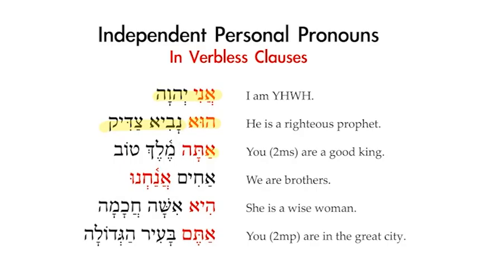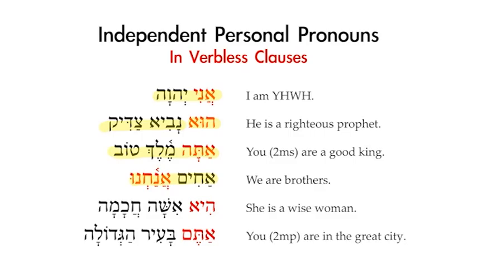In our third example, atah melech tov. You, second masculine singular, are a good king. Our fourth example, you'll observe, achim anachnu. Here the independent personal pronoun is second and the noun is first. Word order in verbless clauses of this type is variable. And so you can have either the independent personal pronoun followed by the noun or the noun followed by the independent personal pronoun.